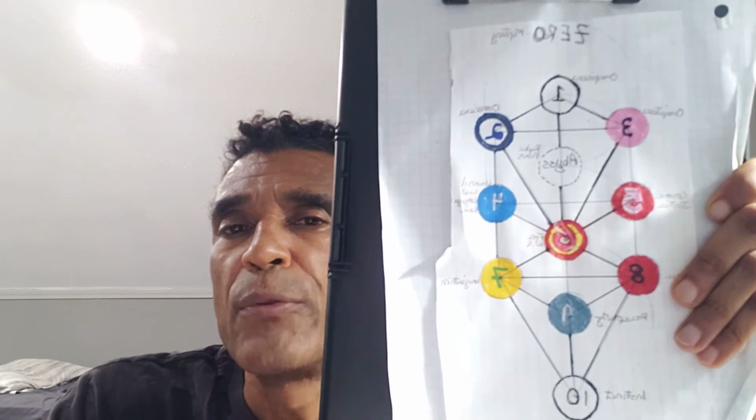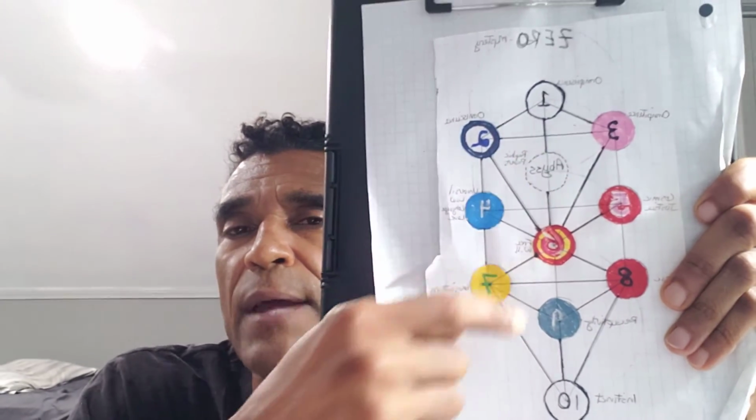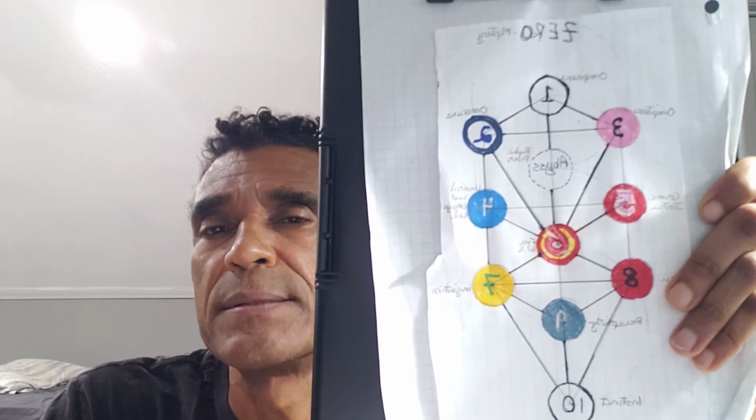Now, to start with, we're going to go through the 12 different aspects, and then at the end we will cover one of the 144 different aspects.